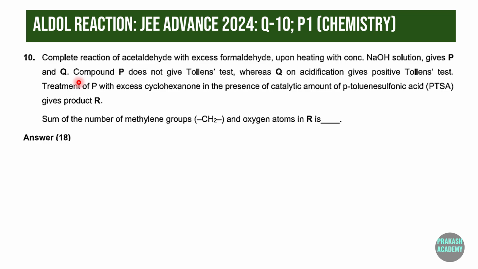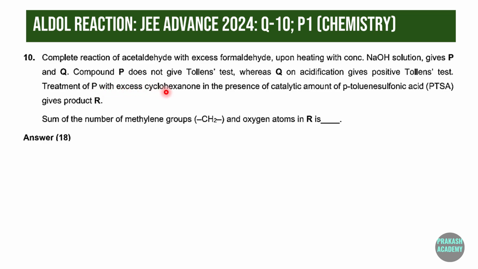Furthermore, the question also says compound P does not give Tollens test, whereas Q on acidification gives positive Tollens test. This means P does not have an aldehyde group, but Q has an aldehyde group, that is, it contains a CHO group.